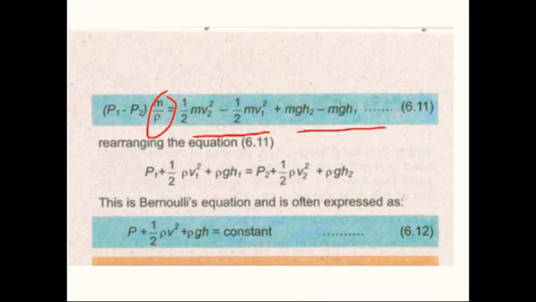Rearranging the equation, P1 plus half rho v1 square plus rho gh1. Upper end parameters are written on one side and lower end parameters written on the other side. So this is the Bernoulli equation, and it is often written as P plus half rho v square plus rho gh is equal to constant. So this is the Bernoulli equation, which tells that pressure, kinetic energy and potential energy of a flowing fluid remain constant.